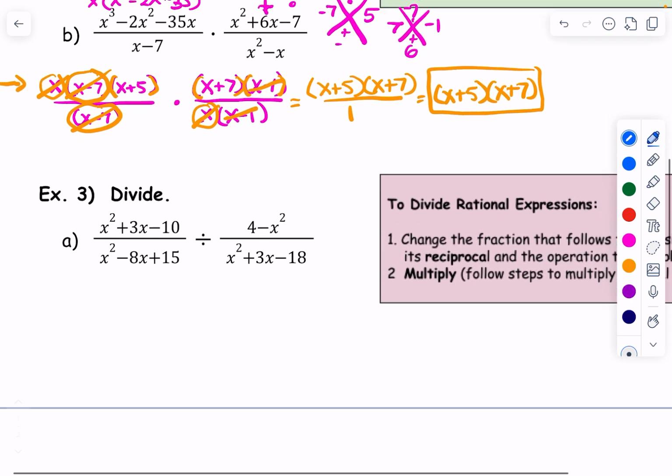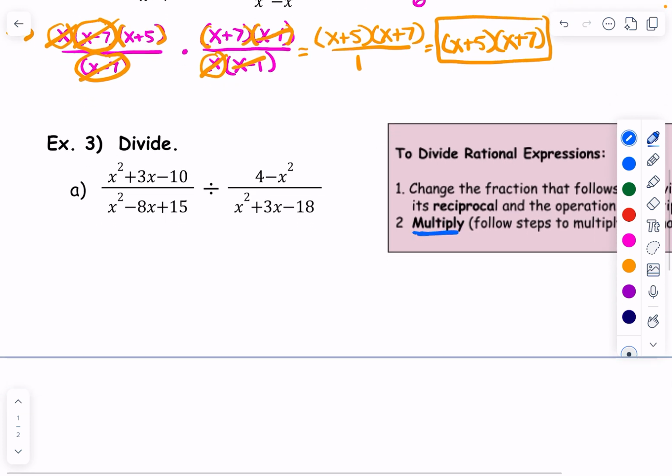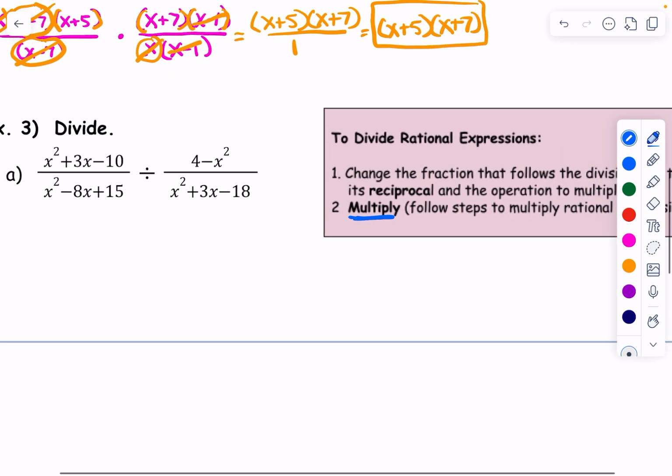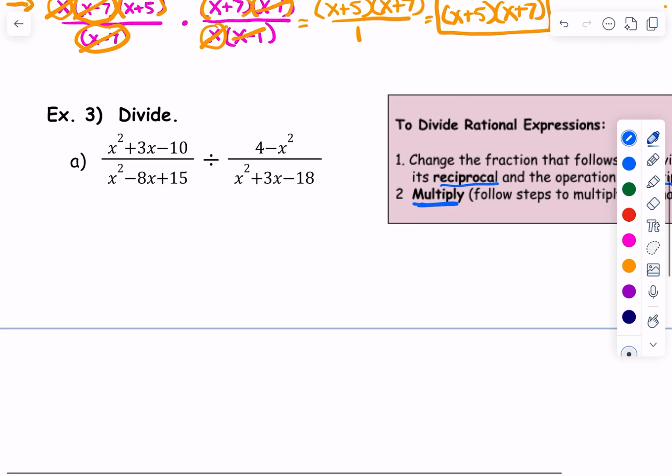So the cool thing about divide is it's all the steps from multiply. The only thing we have to do is change the fraction that follows the division sign to the reciprocal and turn it to multiplication. So here's the division sign, and that's the fraction that follows the division sign.